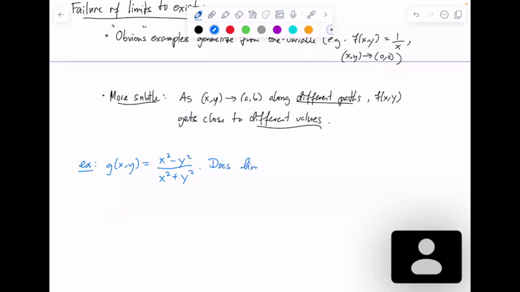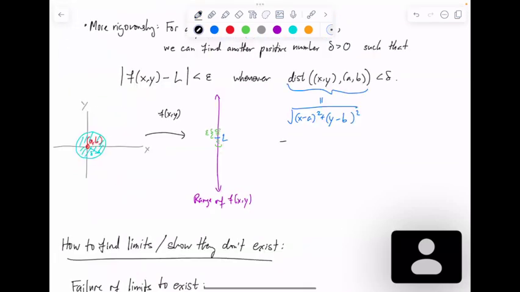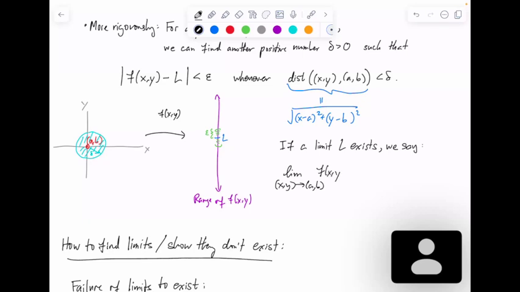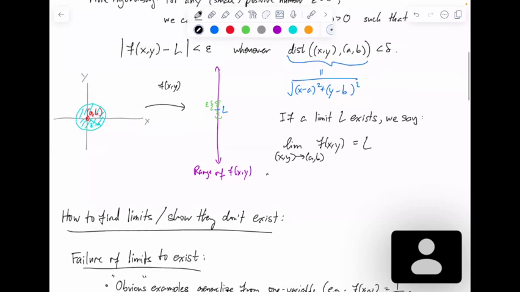Oh, I can't believe I forgot this, but let me scroll up a bit. The notation here is something you may want to fix in your notes. If a limit exists, we say the following: the limit as (x, y) goes to (a, b) of f(x, y) is equal to L. Or you also see this notation sometimes: f(x, y) goes to L as (x, y) goes to (a, b). That's the actual mathematical notation or shorthand for limits existing.